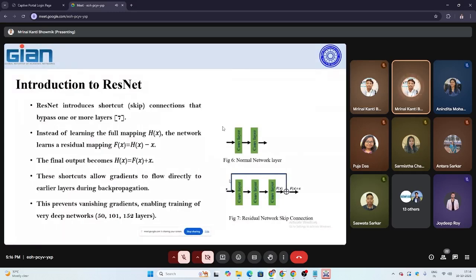These skip connections mean the gradient does not have to flow through every intermediate layer. It can directly reach layers, so even if some gradient becomes small, the shortcut helps to preserve it. So the residual network is denoted as H(x) equals F(x) plus x.